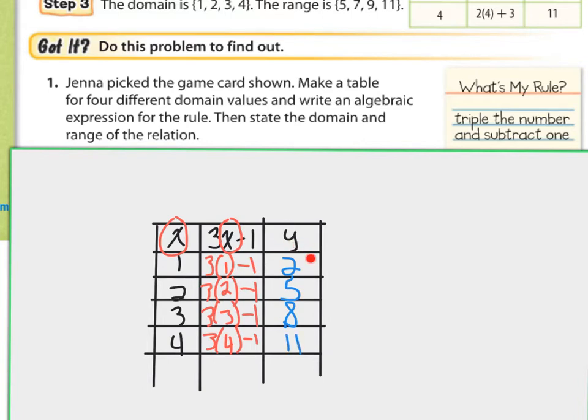What am I seeing here? What kind of pattern? From 2 to 5, it went up by 3. From 5 to 8, it went up by 3. And from 8 to 11, it went up by 3.